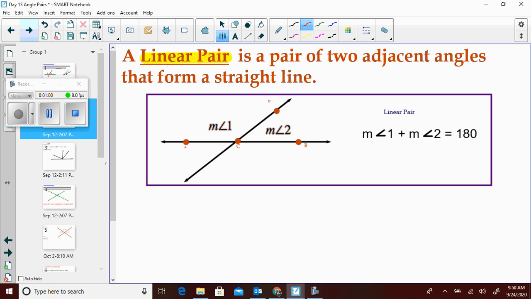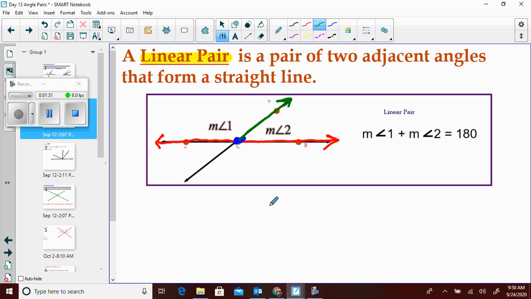Here's a special pair of adjacent angles. A linear pair, this is important, a linear pair is a pair of angles that form a line. Okay, they're adjacent, so angle 1 and angle 2. They form, here's the line that they form. Here's their shared vertex and their shared side. Okay. Linear pairs. And linear pairs are supplementary.